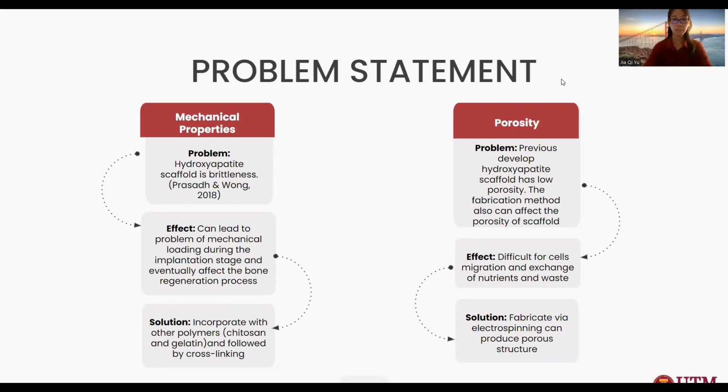The second problem is about porosity. Porosity of a scaffold is important because it enables cell migration and exchange of nutrients and waste. The previously developed hydroxyapatite scaffold has shown a low porosity structure. Other than materials, the fabrication method is also important to determine the surface morphology of the scaffold. So, for fabrication of the scaffold, electrospinning can help to produce a porous structure.